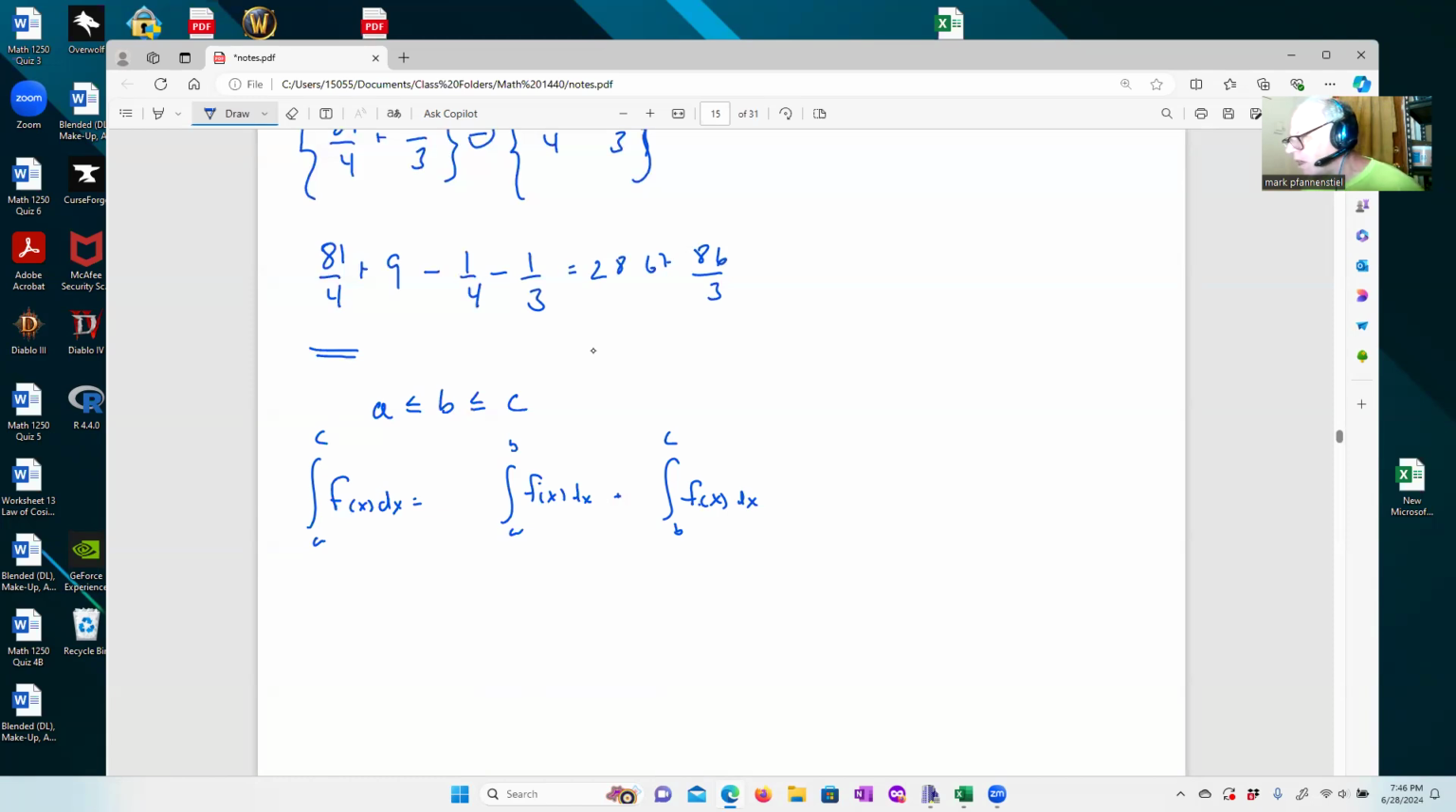So later on, when we talk about improper integrals, this will be more important, but we will do an example today of where you would need to break up these limits in order to make sure we're getting the correct answer.